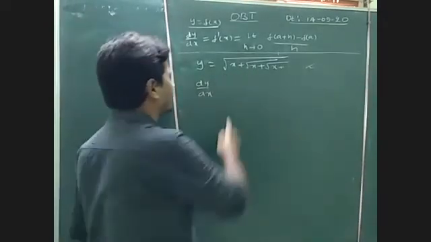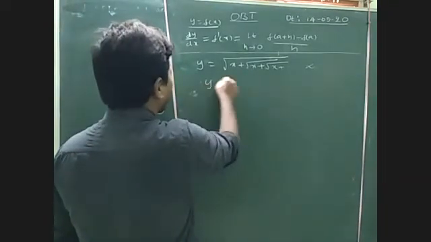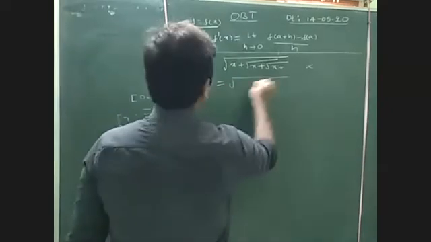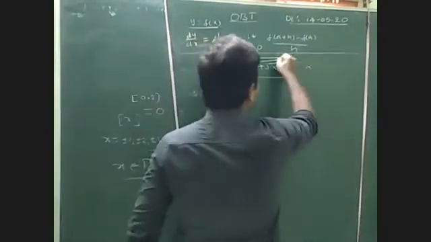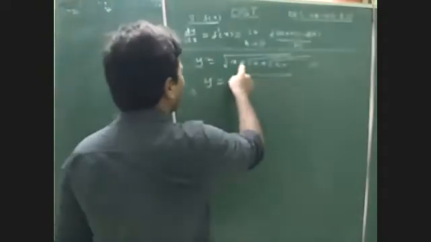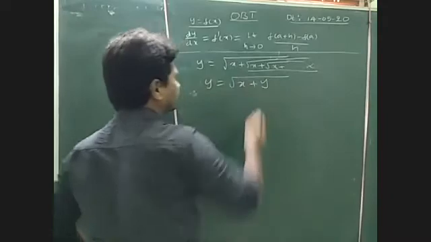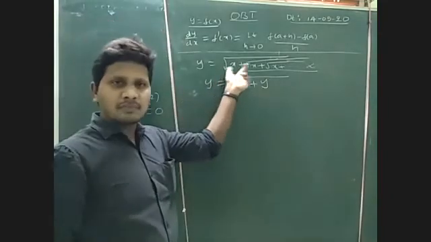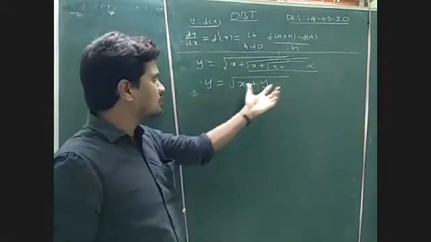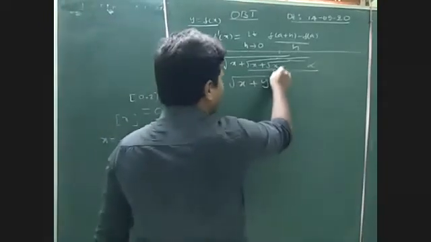For that, first we can simplify it. Y is equal to root over x plus root over x plus root over x, shall I write these values up to infinite terms? Up to infinite terms, so that x plus this value becomes clearly y again. Y is equal to root over x plus y, since up to infinite terms, this value again we can replace by y.